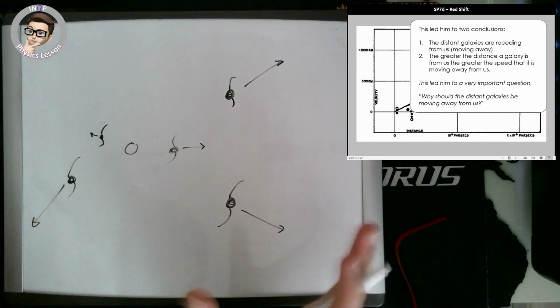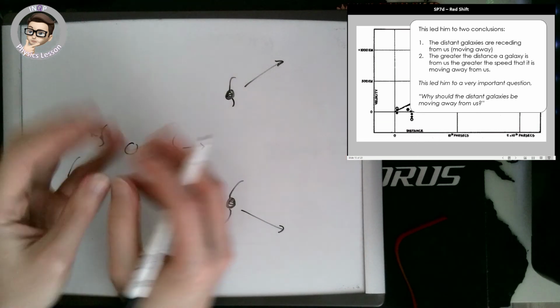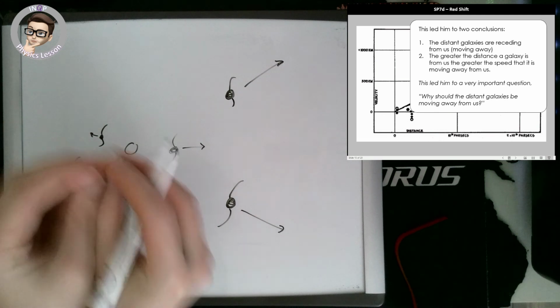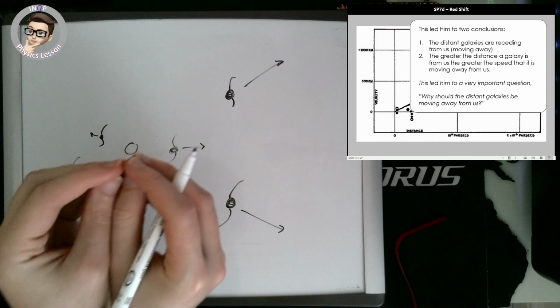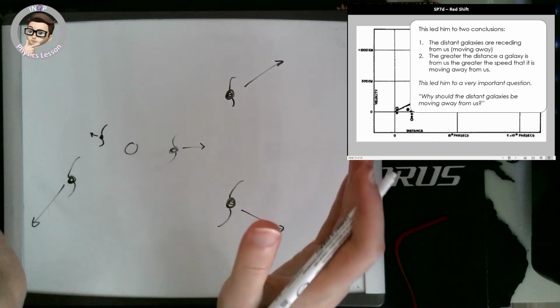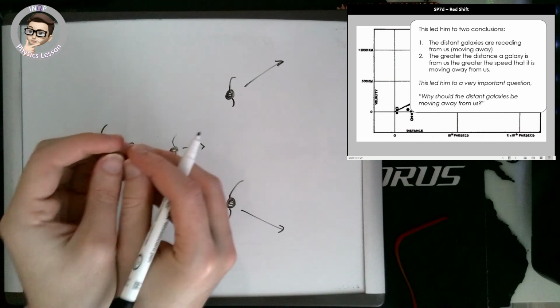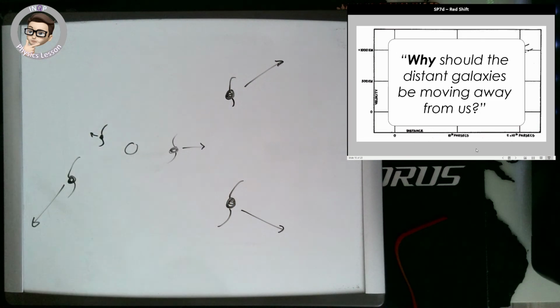But if we reverse time and bring them backwards, it actually tells us that all those galaxies must have been in one place at one time. And realistically, if we're thinking about it as maybe Hubble would have done at the time, they might have all come back to that one spot, and that one spot appears to be us. But we're not anything special. Why should those distant galaxies be moving away from us?